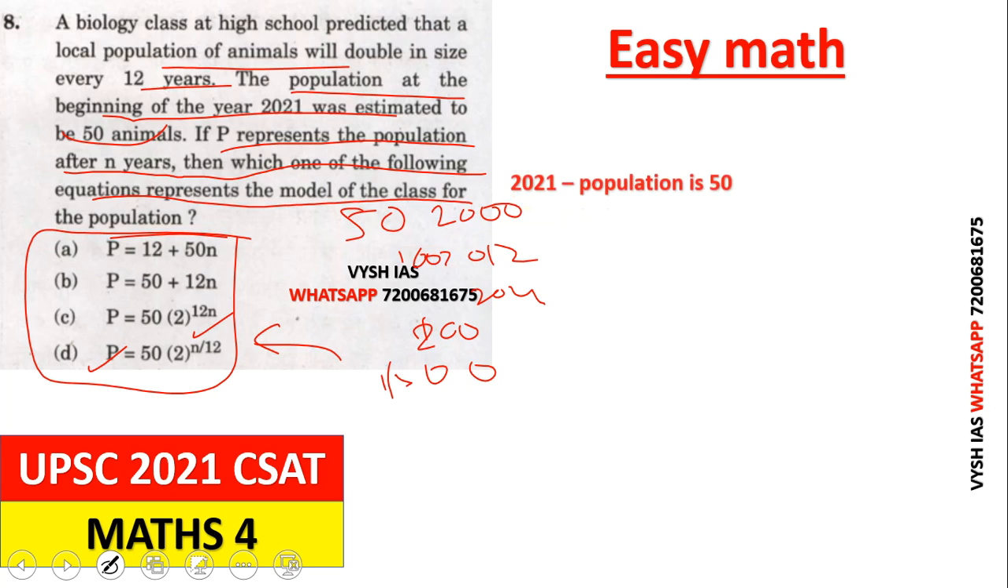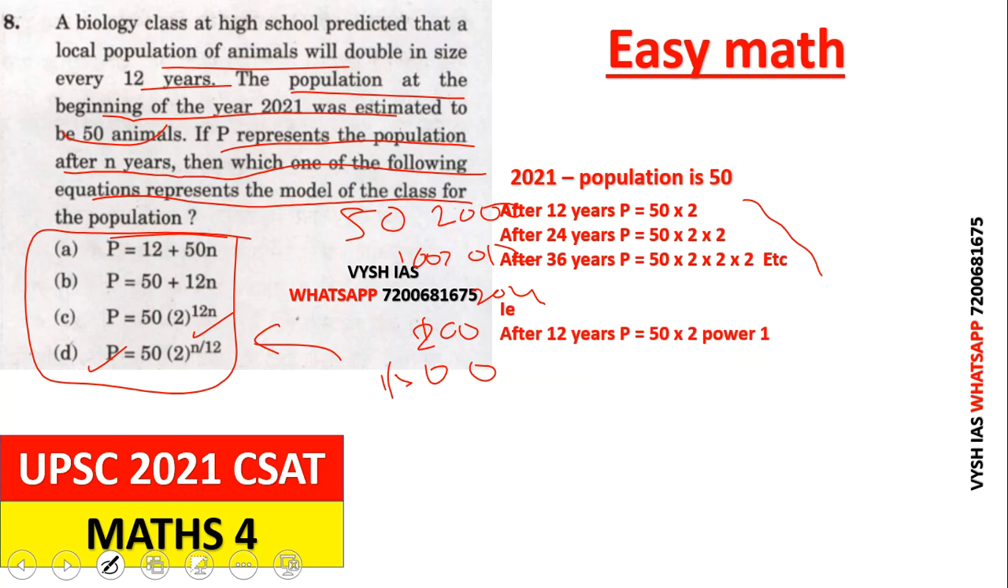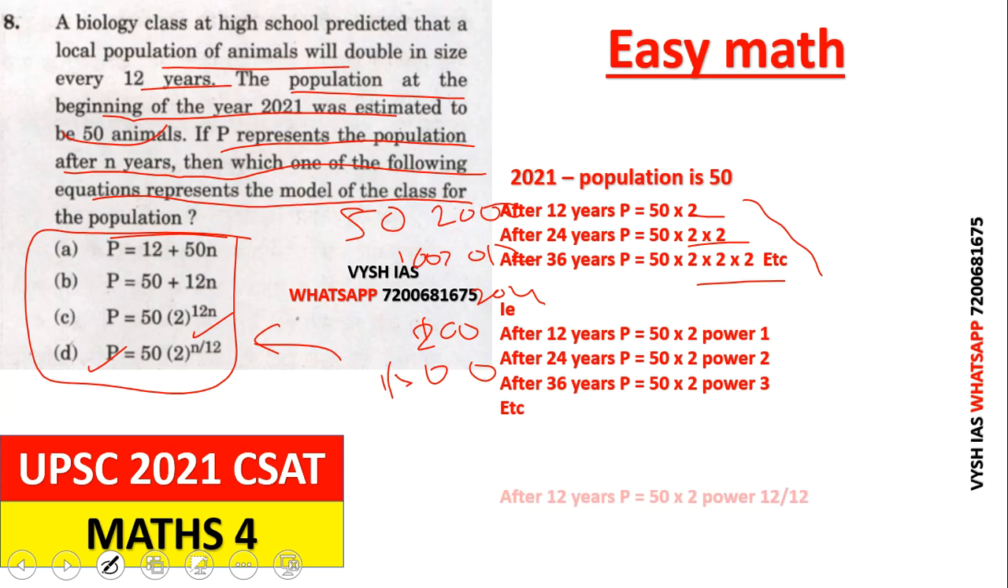So let's simply write down: in 2021 the population is 50. After 12 years it is what? Double, 50 into 2. After 24 years, it is what? 50 into 2 into 2. After 36 years, it is what? 50 into 2 into 2 into 2. See, we are simply doubling, because that's what the question has given. Now, how can we rewrite it? When we rewrite, instead of 2, we'll write 2 raised to power 1, 2 raised to power 2, 2 raised to power 3. This is how we can write it as a formula, because we are trying to get to a formula. Now, again, how can we rewrite?